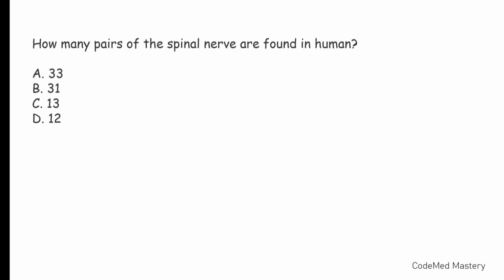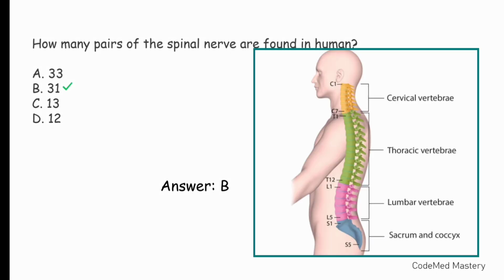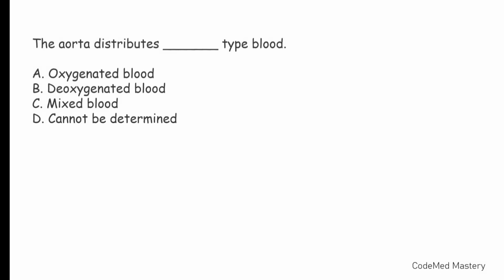Next question. How many pairs of spinal nerve are found in human? The correct answer is option B, 31. Humans have 31 pairs of spinal nerves.